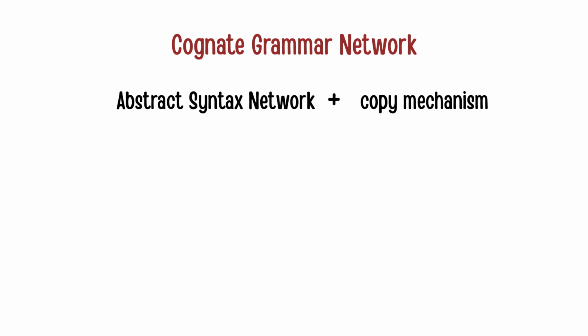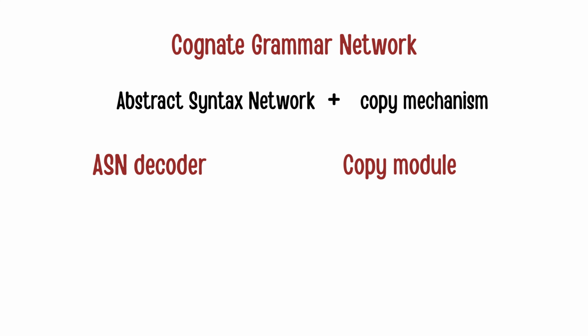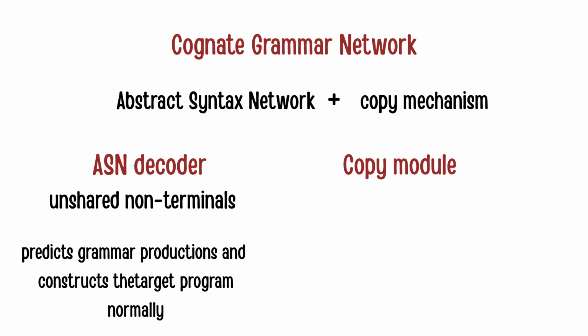CGN extends ASN with a copy mechanism, similar to the pointer networks used in text summarization. The architecture has two components. The first component is the regular ASN decoder. The second component is the copy module. For unshared non-terminals, CGN behaves exactly like ASN. It predicts grammar productions and constructs the target program normally.